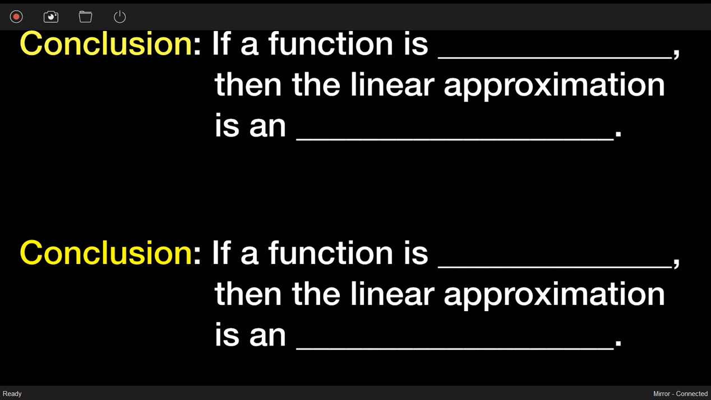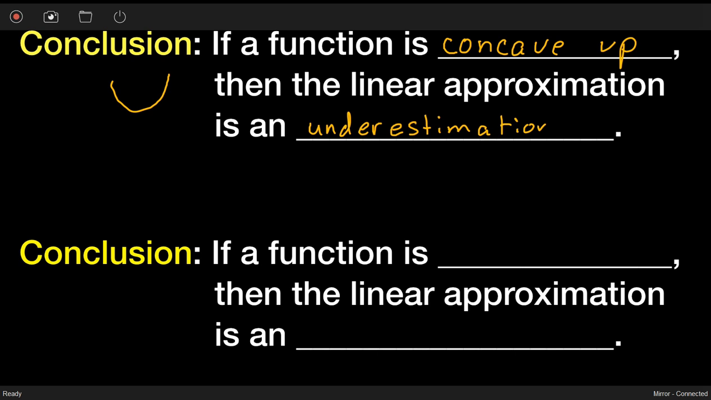All right, this is going to lead us to some conclusions here. If a function is, and this is where that new term comes in, concave up. Concave up means it looks like this. Then the linear approximation is going to be an underestimate, because your tangent line would be under that curve.